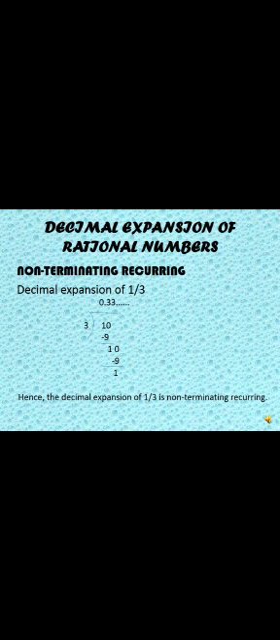The second is non-terminating recurring decimal expansion. Non-terminating means it will not stop. Recurring means repeating. So non-stopping and repeating decimal expansions. We'll take the example of 1 by 3. When you divide 1 by 3, you'll see that 3 will keep on repeating itself n number of times. That means it will not terminate and it is repeating also. So such a decimal expansion is known as non-terminating recurring, and the decimal expansion of 1 by 3 is the same.